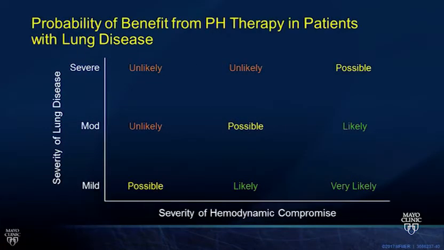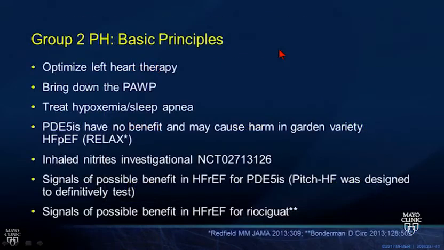This is just a graph to show who of these lung disease patients respond. This is more for your practical use really, but the greater the degree of hemodynamic compromise, the more likelihood of response to therapy. The worse the lung disease, it's unlikely that these patients will respond to pulmonary hypertension-specific medications. So with group 2, or left heart disease, we obviously want to treat the primary condition. So if there's heart failure with preserved ejection fraction, you want to do what you can to control blood pressure and so forth, bring down the wedge pressure, treat hypoxemia or sleep apnea.